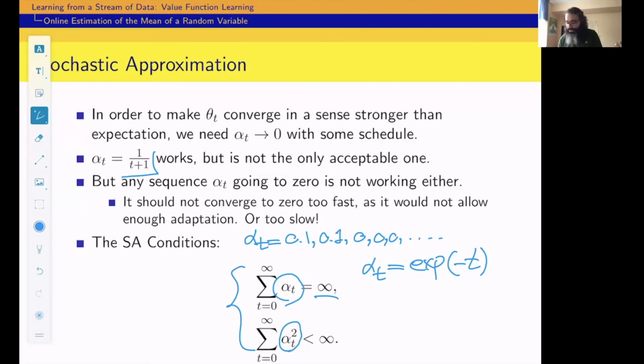So these are the conditions. And let's see if what we had before, like this case, alpha_t proportional to 1 over t, satisfies this or not. So basically, we need to check whether, I write t equal to, say, 1 to infinity. What is this one? So that's the first condition.